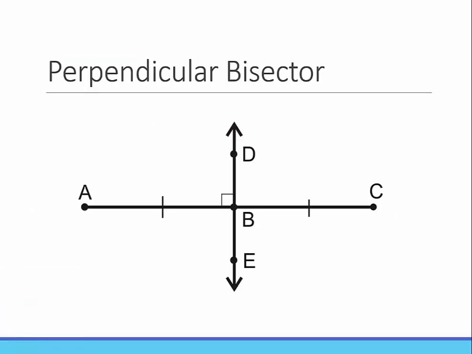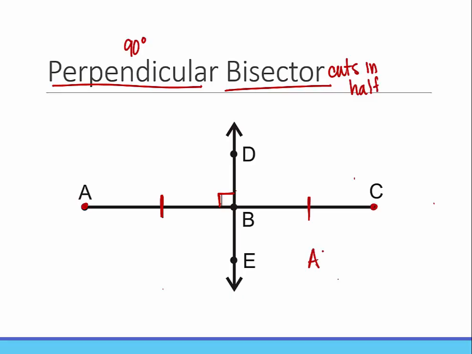Perpendicular bisector, even if you don't know what it is, you should be able to figure it out by the term. Perpendicular means that it's going to meet at a 90-degree angle. Bisector, remember, means something that cuts it in half. So a perpendicular bisector is a line that's going to cut a segment in half. So this segment AC gets cut by DE, meets at a 90-degree angle, and A to B is exactly the same as B to C.